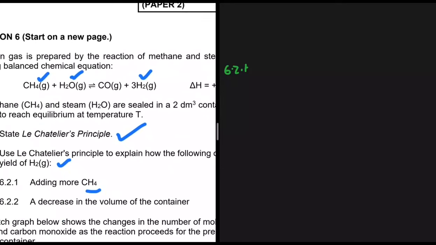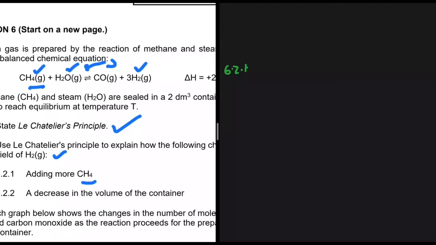So if you increase the amount of CH4, the forward reaction will be favored so that CH4 is used up. The system reinstates a new equilibrium by favoring the reaction that opposes the change.